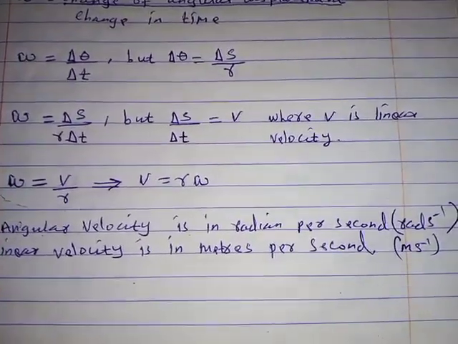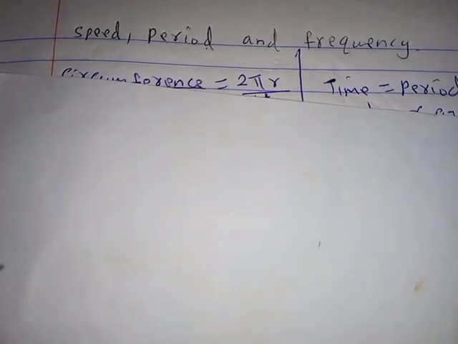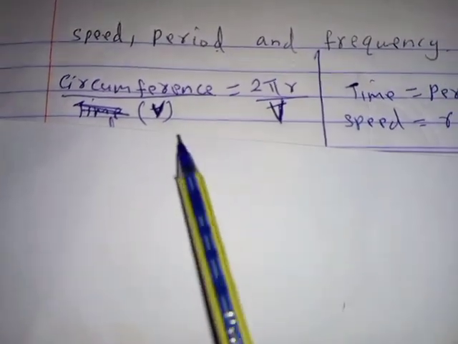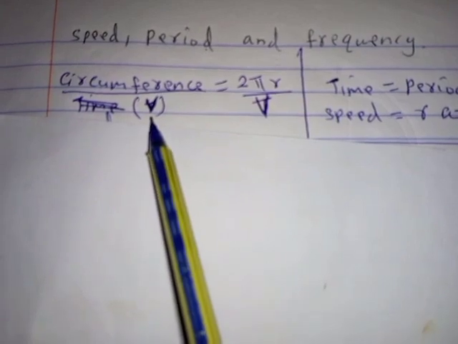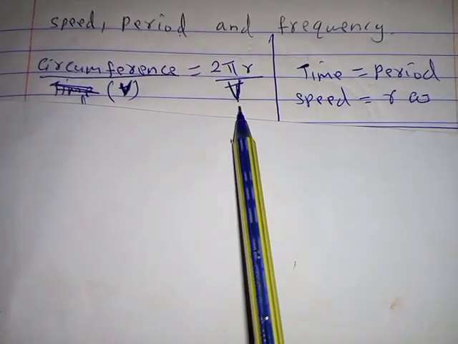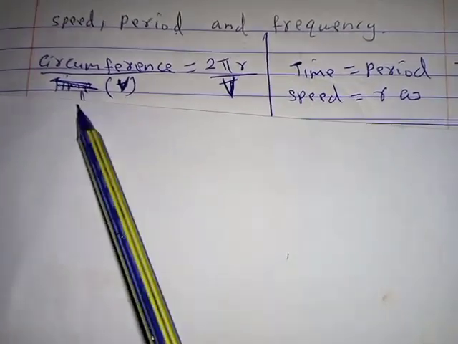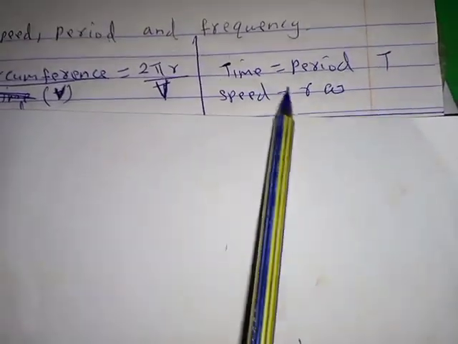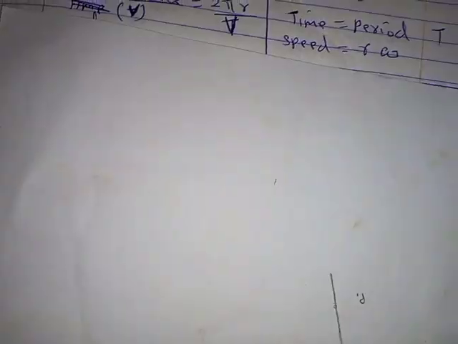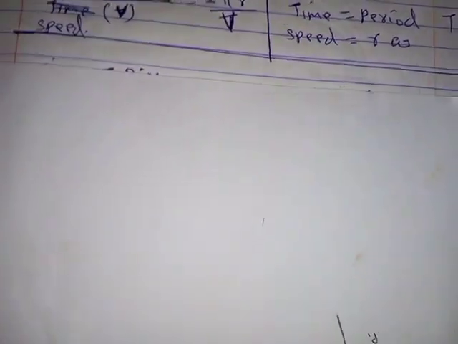We now want to focus on speed, period, and frequency. We know that circumference divided by speed will give you time. The circumference is given by 2 pi r. In the other cases, time is given by distance over speed. The time we are considering here is the period, because the body is revolving around the circle. Our speed will be r times omega.